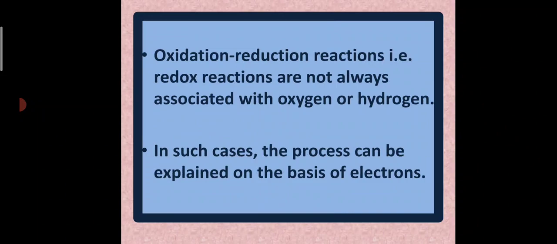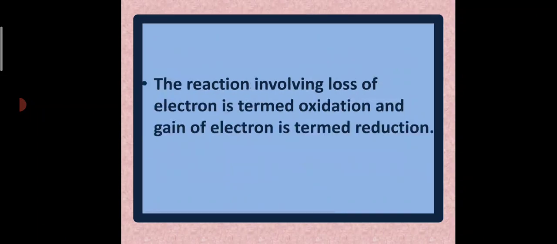So we can't always expect addition of oxygen to mean oxidation, or addition of hydrogen to mean reduction. We can't always talk in terms of hydrogen and oxygen. We can also explain this in terms of addition or removal of electrons. If electrons are removed, it is oxidation. If electrons are added, it is reduction. The reaction involving the loss or removal of electrons is termed oxidation, and gain of electrons is termed reduction. Very important.